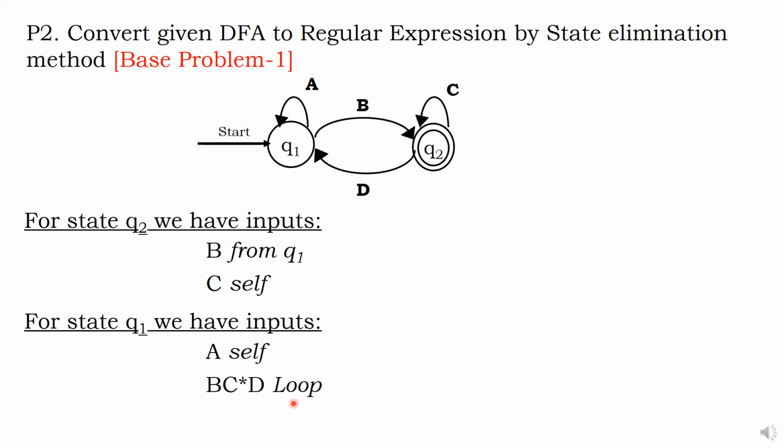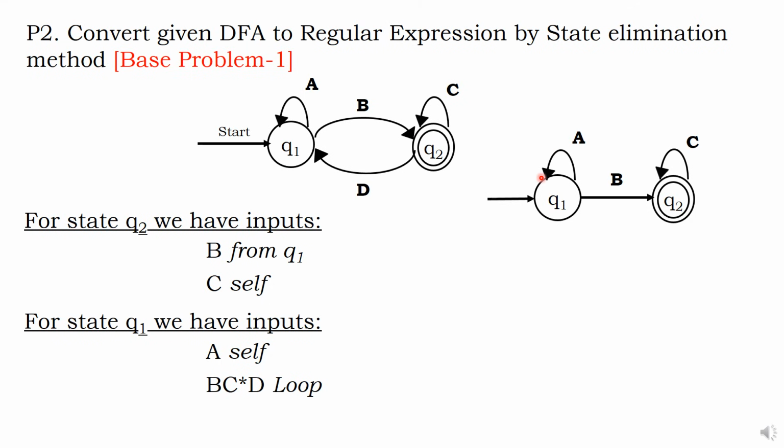So with this particular issue, we'll try to simplify. Now we are ready. Sir, I made Q2. Tell me who are all the inputs for Q2? B from Q1. So I am going to draw Q1 and B from Q1. C self loop. Now come to Q1 and let us discuss. At Q1 there are two values: A self loop, and B C star D is also a loop only.